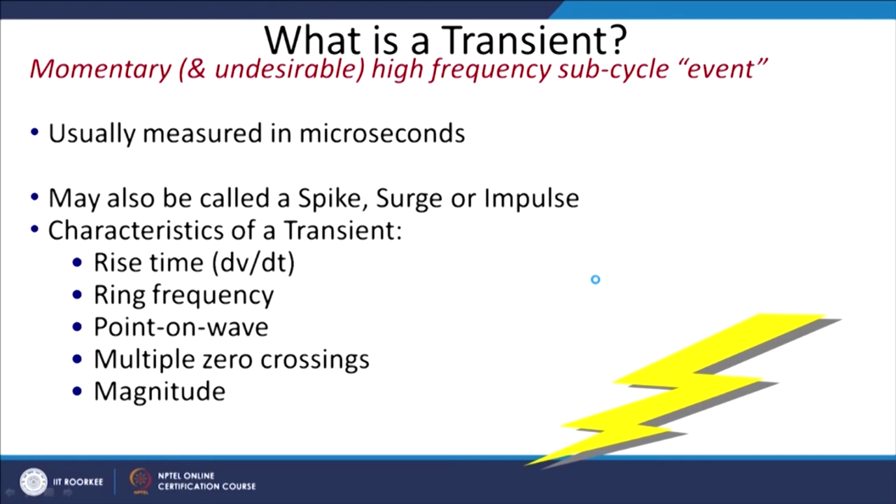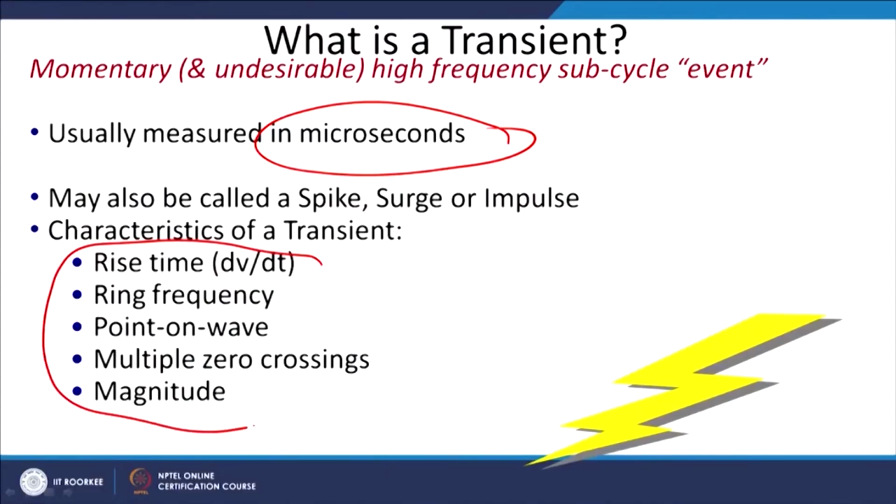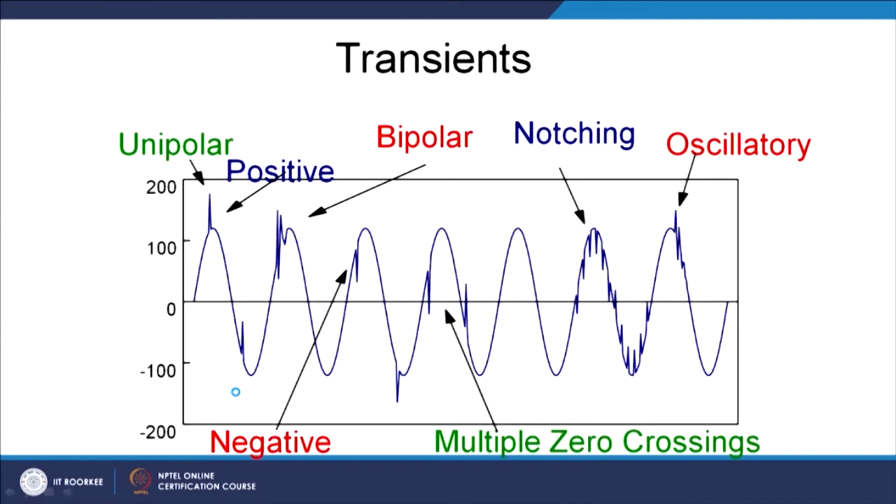These are transients, usually measured in microseconds. We have discussed them in detail. I am not going into detail, I am just touching upon what I have covered in this syllabus. It may be a spike, surge or impulse. Characteristics of the transient: we have to deal with magnitude, rise time, ring frequency, point on wave, multiple zero crossings. Due to lack of time I cannot explain, please refer back to my transient class in the overview, where I have discussed all the things.